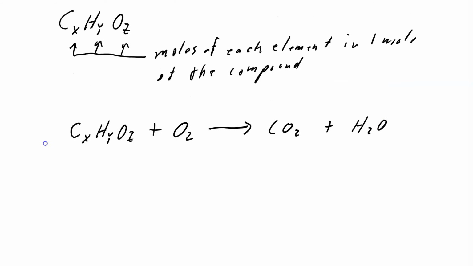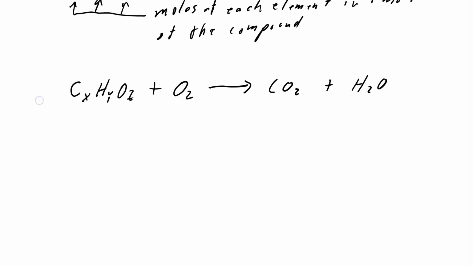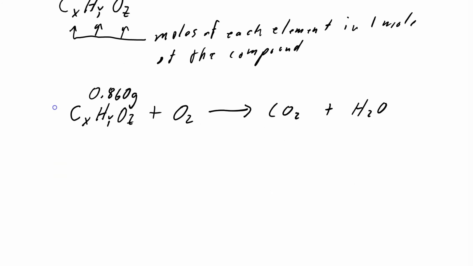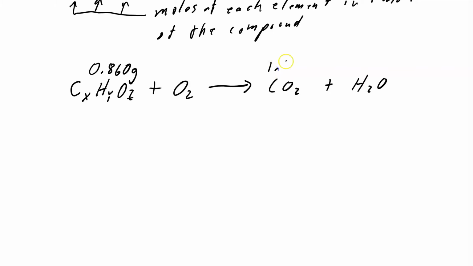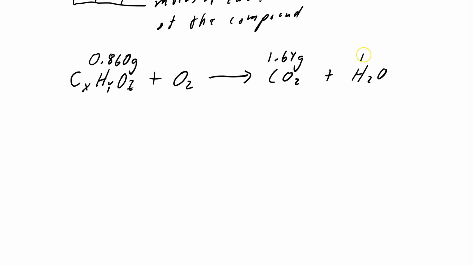And in the problem, we are told that we started with 0.860 grams of pure liquid. So let's write 0.860 grams above the compound. We're also told that we collected the products and we got 1.64 grams of CO2. So let's write 1.64 grams of CO2. And we also collected 1.01 grams of water.